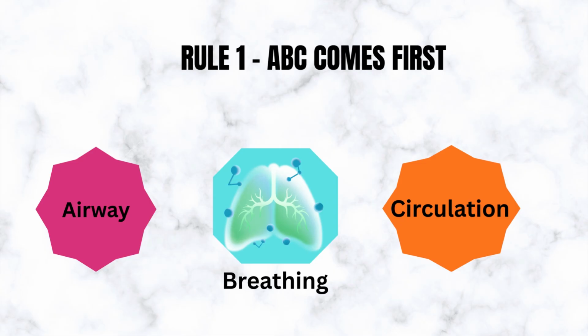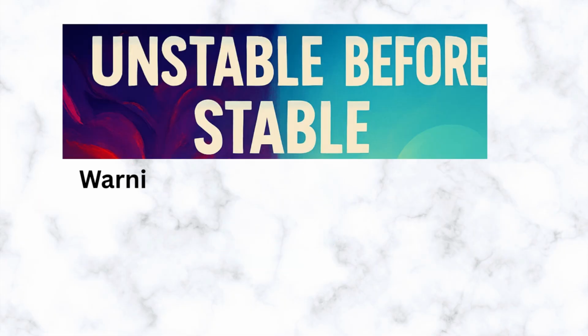For example, imagine two patients. One patient is complaining of chest pain and another patient has a blocked airway and is struggling to breathe. In this situation, the patient with the airway obstruction must be treated first. In NCLEX, whenever you see airway compromise, severe respiratory distress, choking, or low oxygen levels, those patients usually become the top priority. The next rule is unstable before stable.